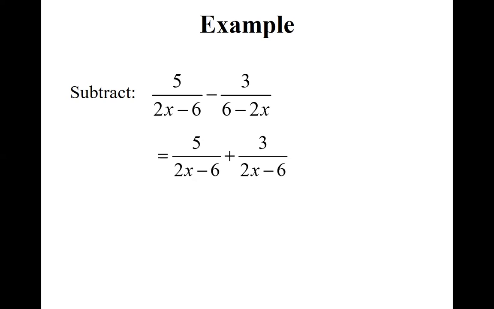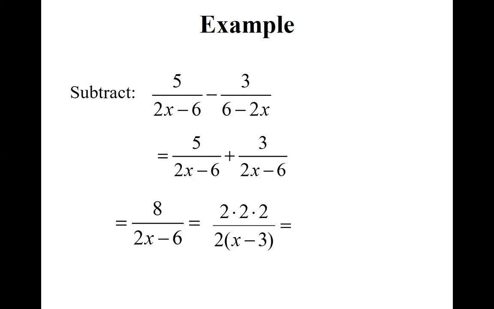Add across the top, 8 over 2x minus 6. We can factor a 2 out of the bottom, and 8 is 2 times 2 times 2. So that 2 we factored out on the bottom cancels with one of the 2's on top, leaving us with 4 over x minus 3.